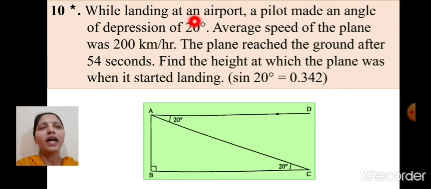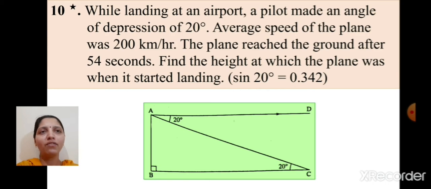While landing at an airport, a pilot made an angle of depression of 20 degrees. Average speed of the plane was 200 km per hour. The plane reached the ground after 54 seconds. Find the height at which the plane was when it started landing. Sine 20 degrees value is given here, 0.342. Okay. Now according to this you have to draw a diagram.